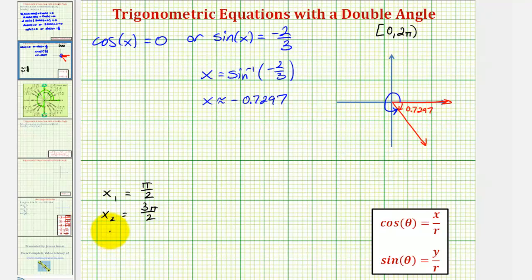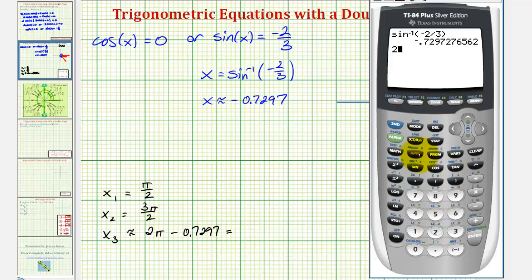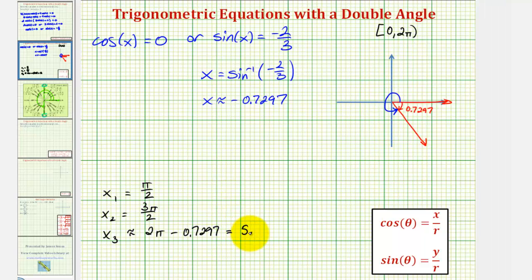So we'll say x sub 3 would be approximately 2 pi minus the approximate reference angle of 0.7297. And now we'll go back to the calculator. So 2 pi minus 0.7297. This angle would have a sine function value of negative 2/3, approximately 5.5535 radians.